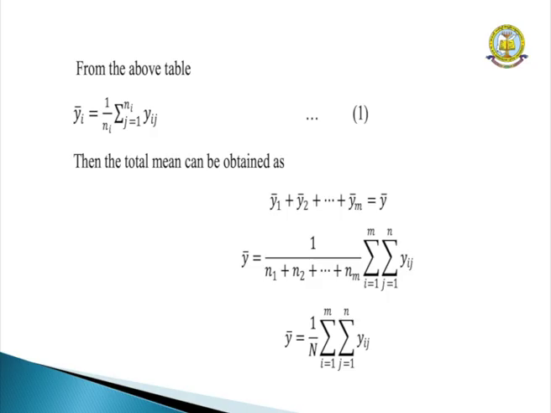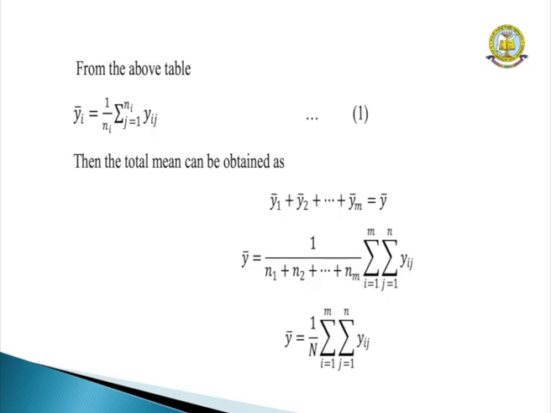How to get the y bar? Y bar is equal to 1 by n1 plus n2 plus and so on up to nm, summing over i from 1 to m, summing over j from 1 to n_i of y_ij. Here, i takes the values 1 to m and j takes the values 1 to n_i.